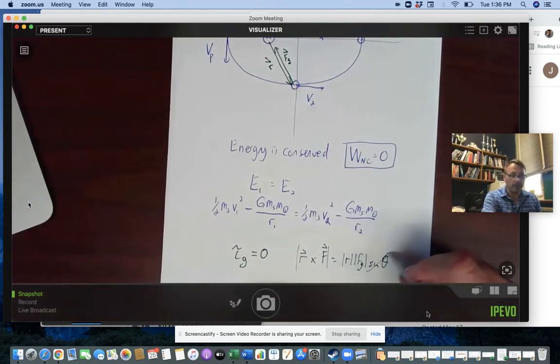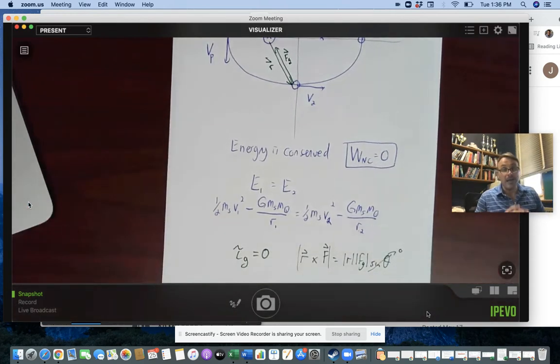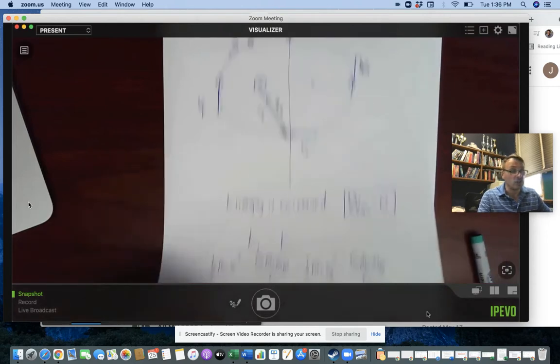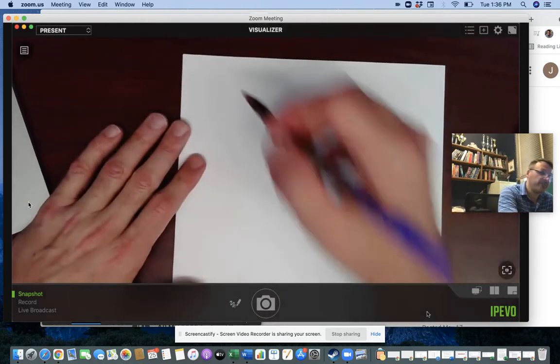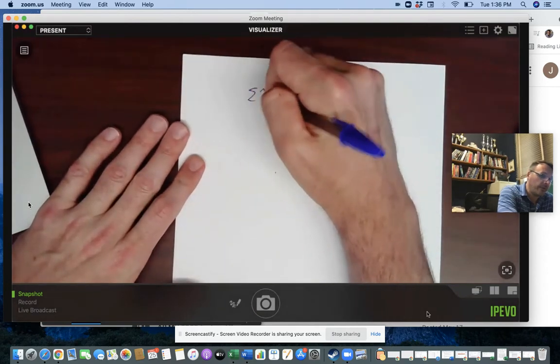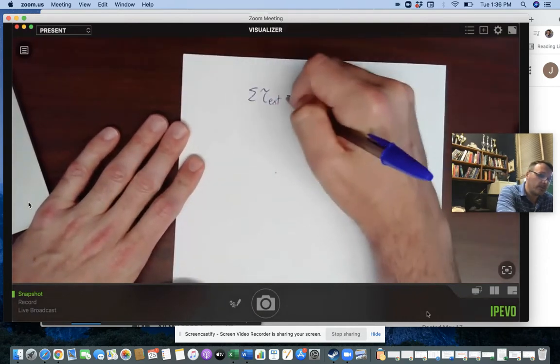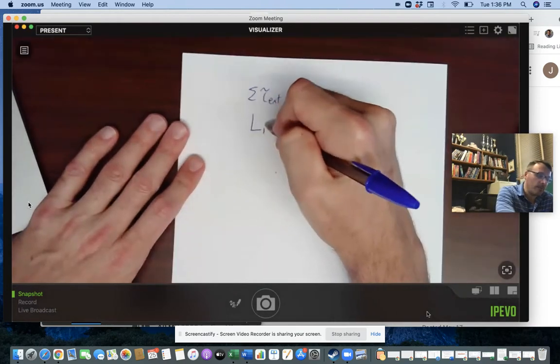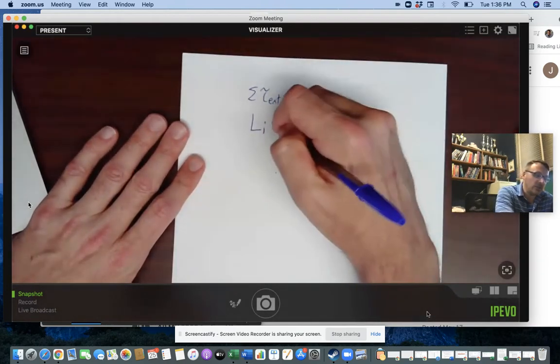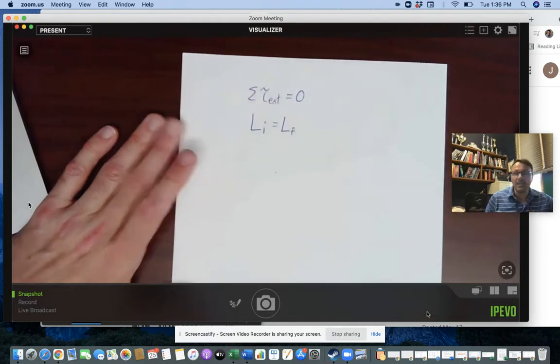That's what would end up going to 0. So there's no torque, meaning that the net external torque on any satellite in orbit is equal to 0. So if the net external torque on any satellite in orbit is equal to 0, what that means is that the angular momentum of this thing at any two positions has to be equal.